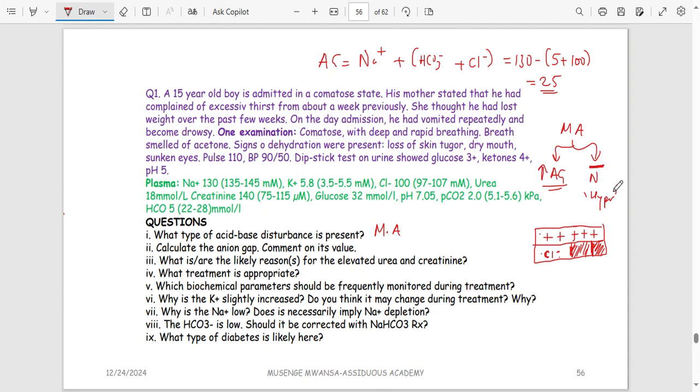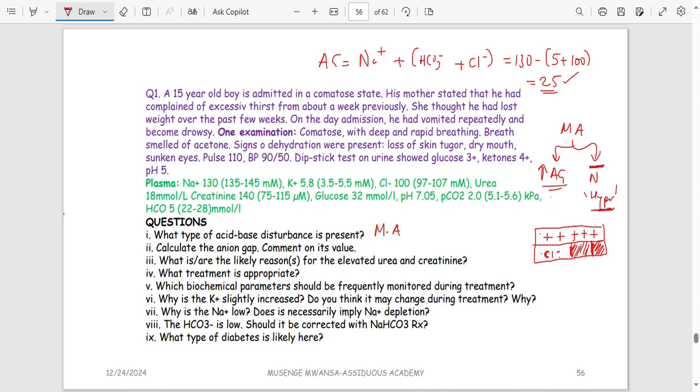So normal anion gap or hyperchloremia is caused by loss of base, while high anion gap is caused by gain of acid. Okay, and here we have calculated high anion gap. It means that we have gained acid, and that correlates to diabetic ketoacidosis being described here, because diabetic ketoacidosis is gain in acid, right? What is or are the likely reasons for the elevated urea and creatinine?